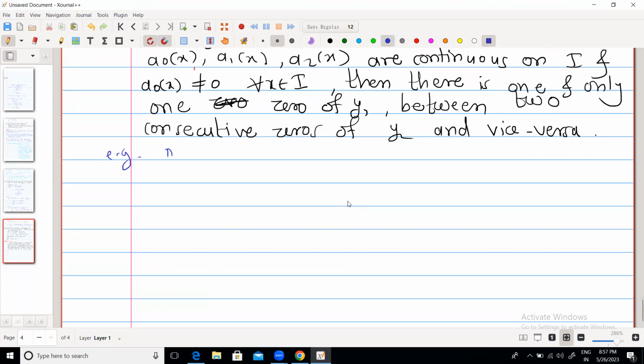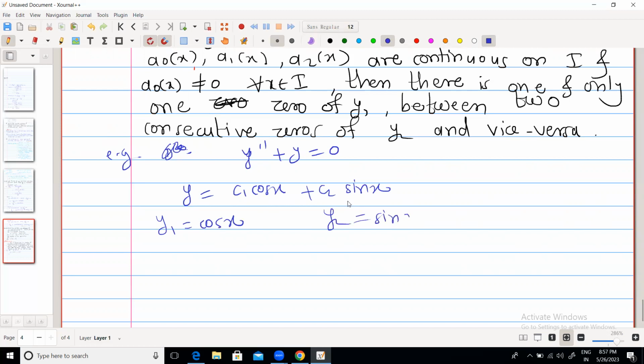So if we consider the differential equation y double dash plus y is equal to 0, we know the solution to be c1 cos x plus c2 sin x. So y1 is cos x, y2 is sin x.